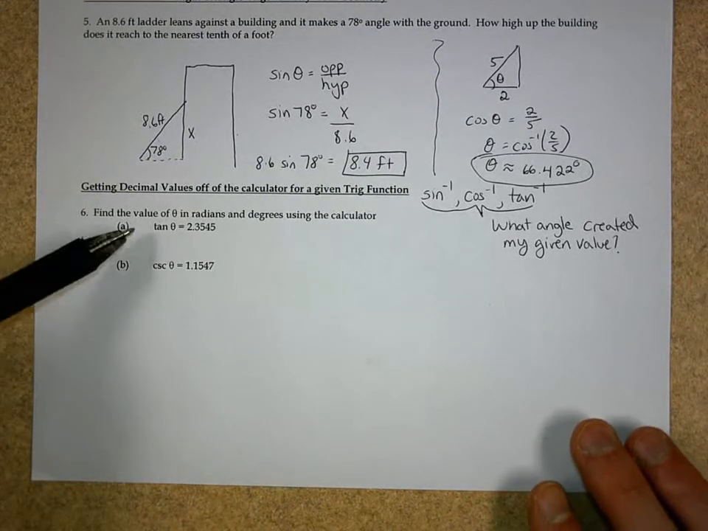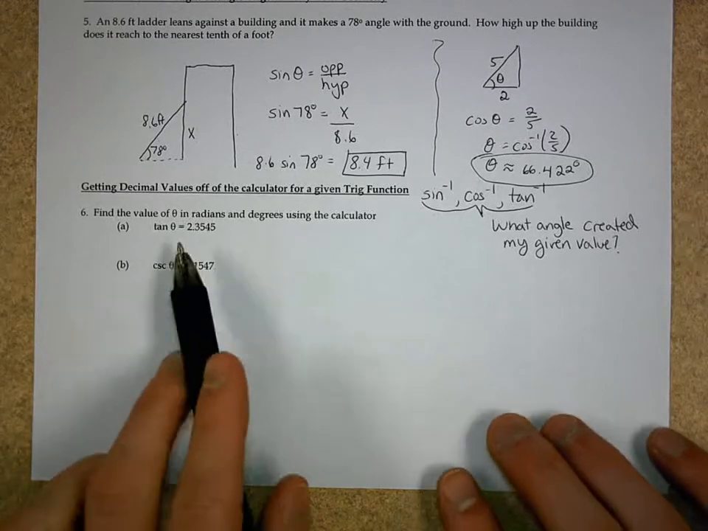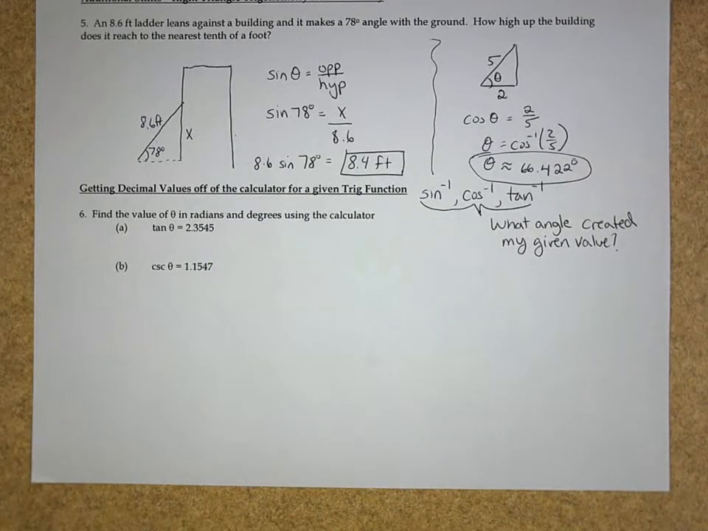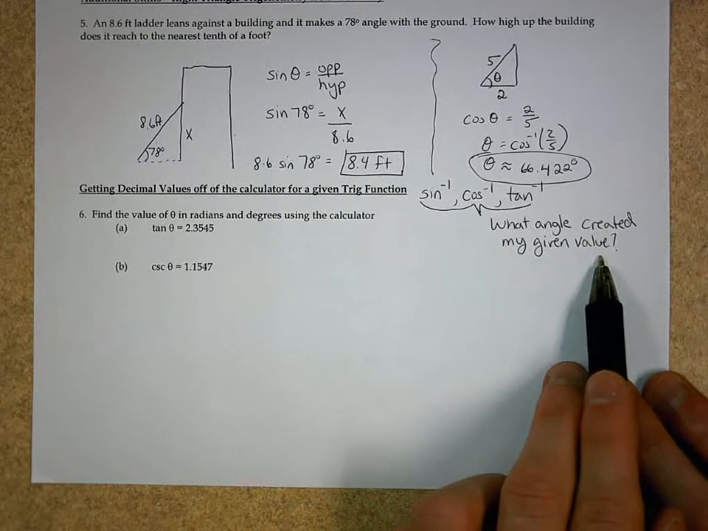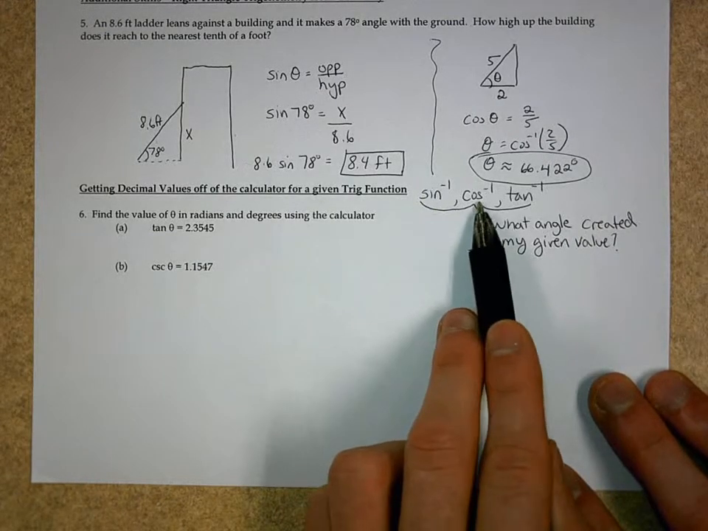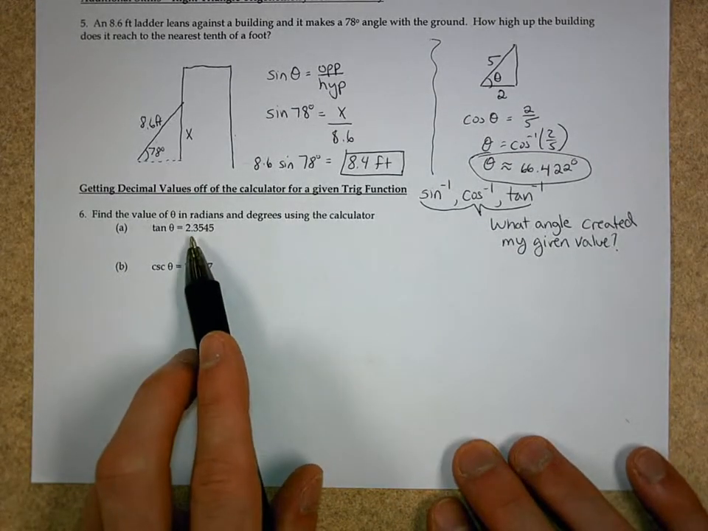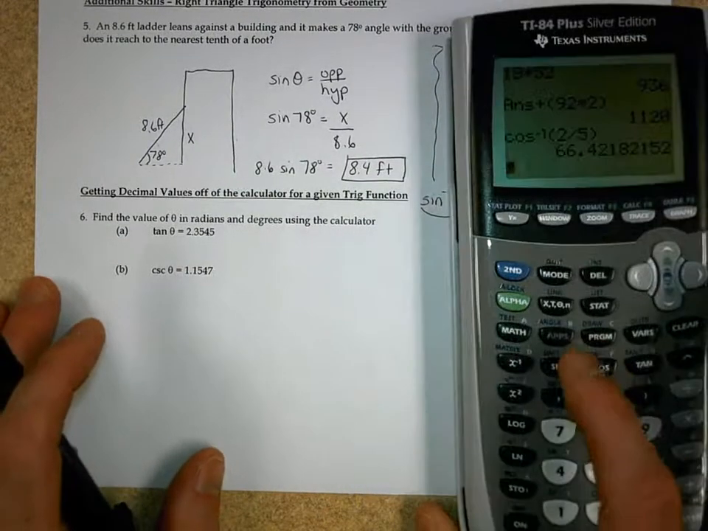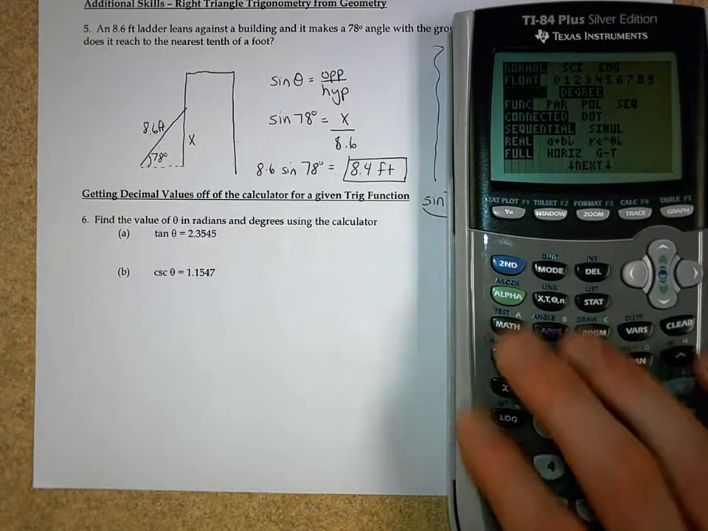So I've got two situations here, one being tangent, one being cosecant. And I want to know what is the value of theta in radians and degrees, using the calculator, to these two decimals. So I'm asking myself, what angle created my given value? And I'm going to use sine inverse, cosine inverse, and tangent inverse. So for this one, I want to know what angle measurement created 2.3545. So I'll pull out my calculator, and I need to do this in both radians and degrees.